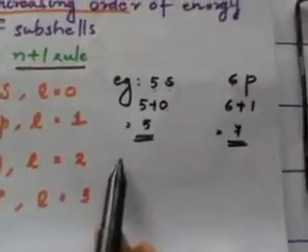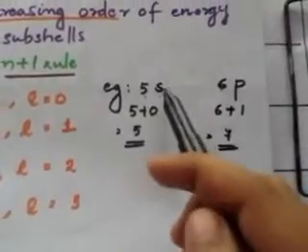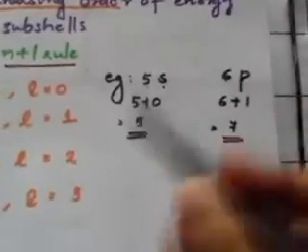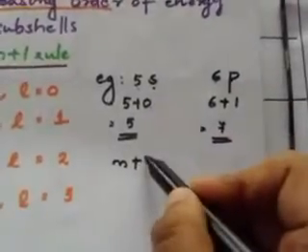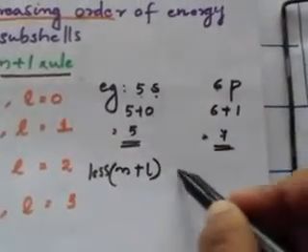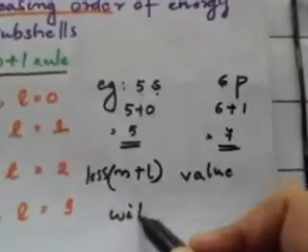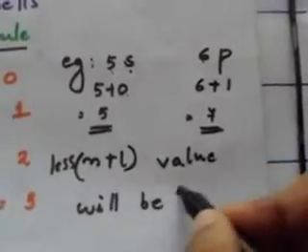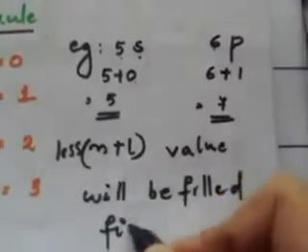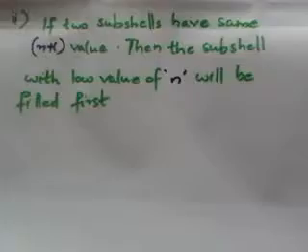So the subshell with less n plus l value will be filled first. So 5s will be filled first than 6p. So the less n plus l value will be filled first. This is the first rule.